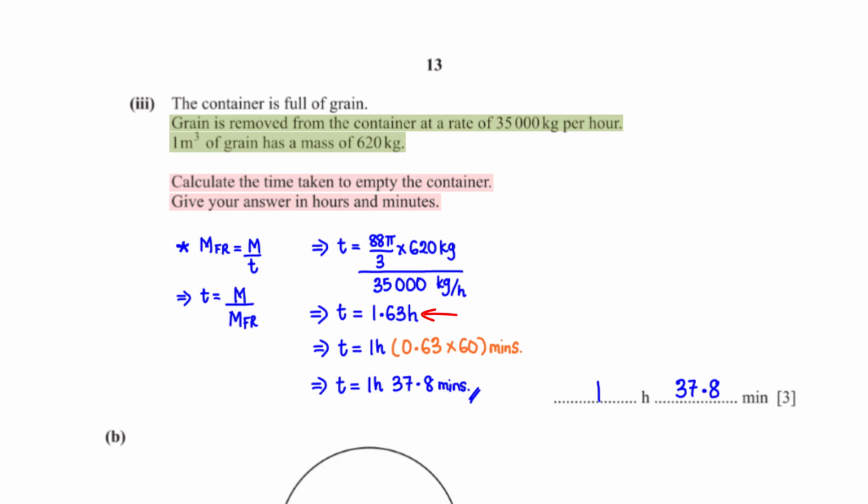To convert 0.63 hours into minutes, we multiply by 60. 0.63 times 60 minutes is 37.8 minutes, and so our final answer is 1 hour 37.8 minutes.